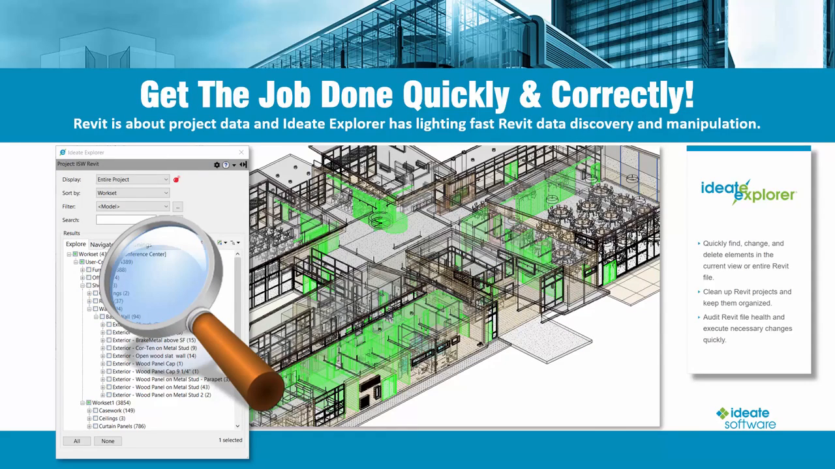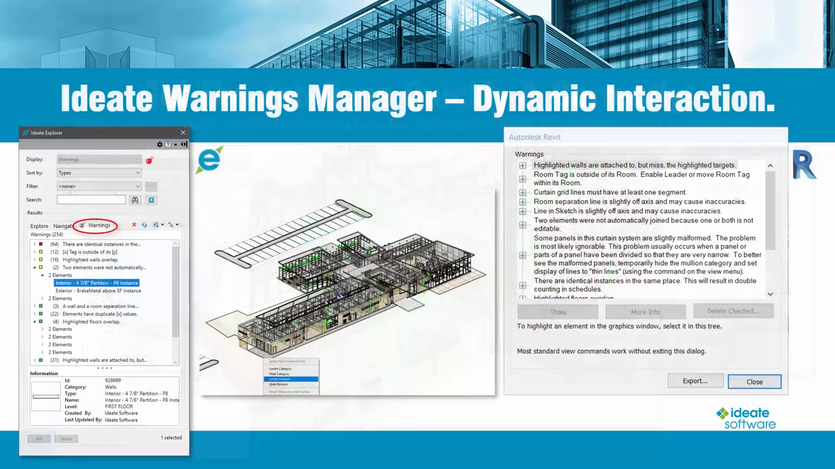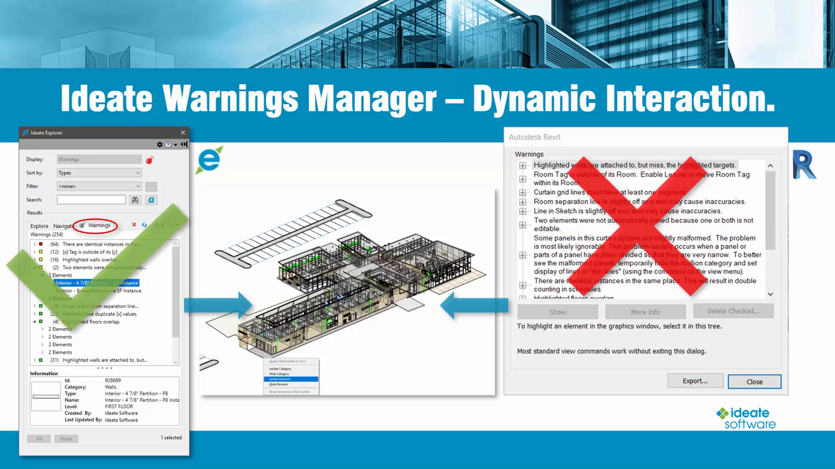Getting the job done quickly and correctly is what all firms must accomplish in today's business climate. Revit is about project data, and Ideate Explorer has lightning fast Revit data discovery and manipulation. Ideate Explorer now includes detailed information about Revit warnings, providing superior quality control by giving you the flexibility to define and manage only the warnings you deem appropriate. The built-in Revit warnings dialog does not allow you to dynamically interact with the elements and warnings while you are working in the Revit model, thus making reviewing and fixing warnings time-consuming and difficult.